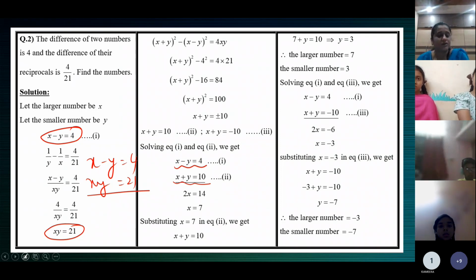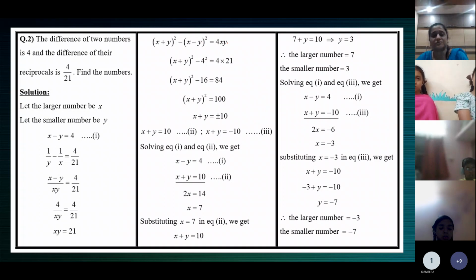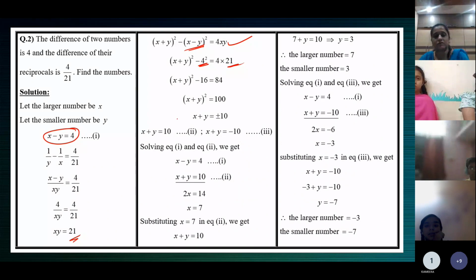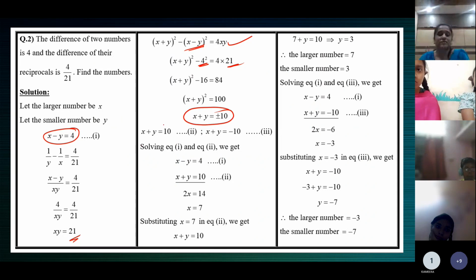So to get the other linear equation in x and y, we make use of this identity. X plus y the whole square minus x minus y the whole square is equal to 4xy. So substitute, you know the value of x minus y, and you know the value of xy. On solving this, you get x plus y is equal to plus or minus 10. So that means x plus y is plus 10, or x plus y is minus 10.